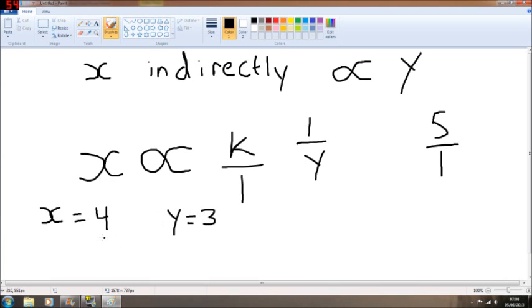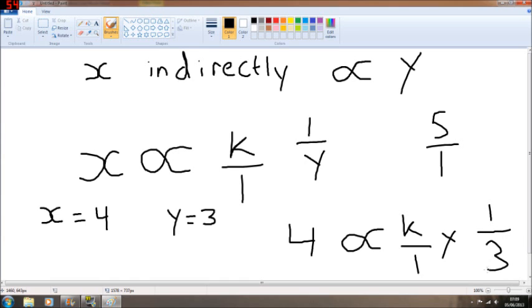Alright, then they would give you two values, for y and x. So if they say x equals 4, you replace this x with a 4. And you write the proportionality sign here. And you write the k and the 1. You write the times symbol if you want. Then you put the 1 here, and you put the value of 3, and you would multiply these two. So k times 1 is just going to be k. So 4 is proportional to k, and then 1 times 3 is 3. Then you would multiply by 3 on both sides. 3 times 4 is 12, and you will get 12 is proportional to k.